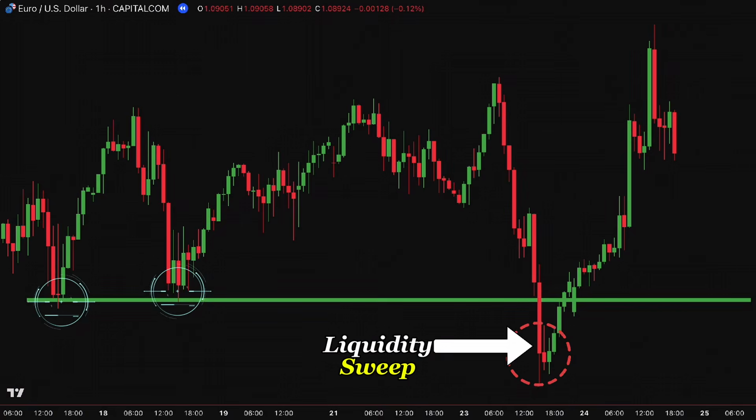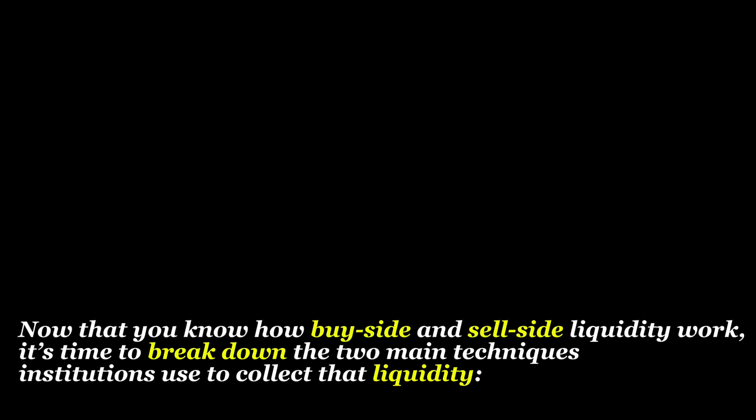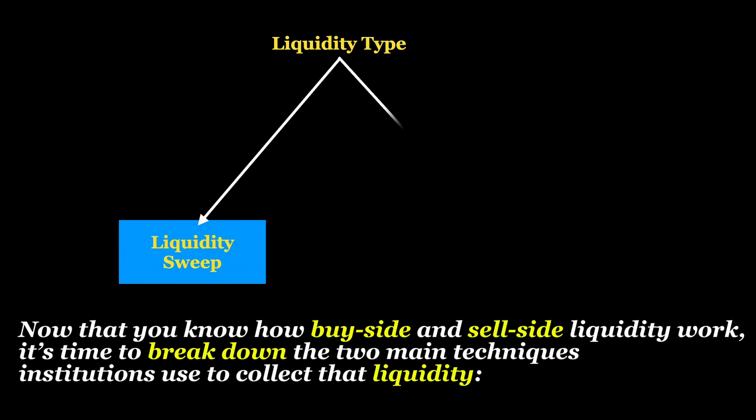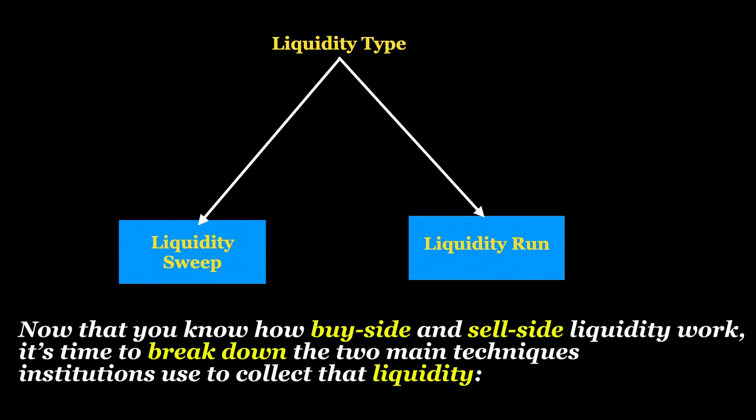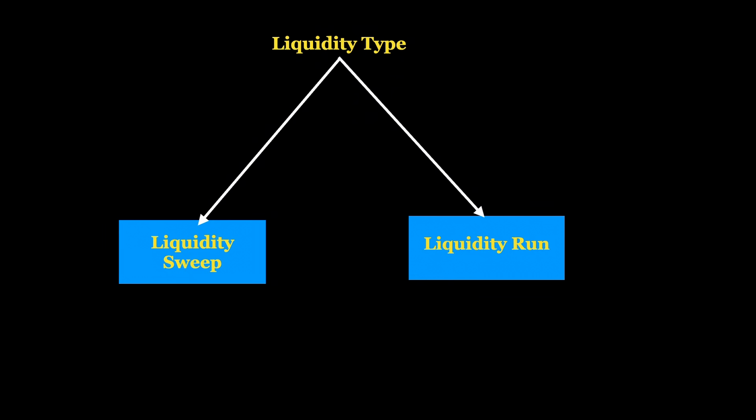Another perfect illustration of how smart money collects liquidity before pushing price in the real direction. Now that you know how buy-side and sell-side liquidity work, it's time to break down the two main techniques institutions use to collect that liquidity: liquidity sweeps and liquidity runs. Understanding these two concepts will help you recognize exactly what smart money is doing and position yourself to trade in the same direction.